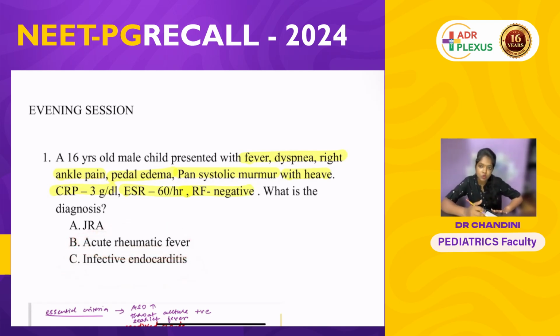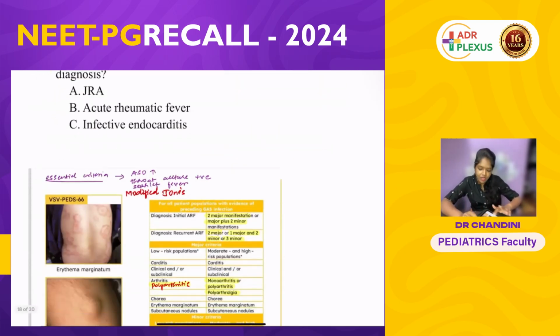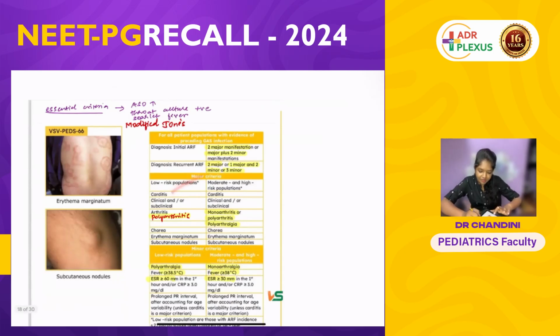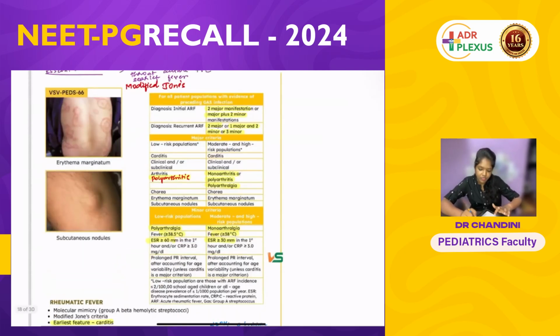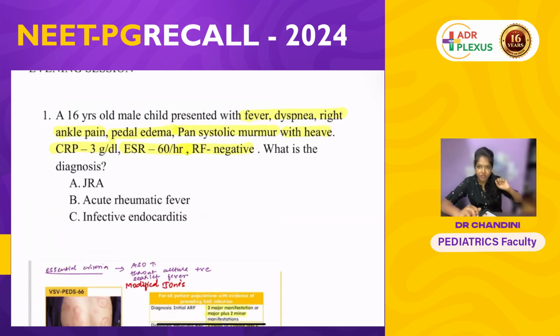So does it follow our Jones criteria? Yes. You see murmur with heave, so it is carditis. CRP elevated, ESR elevated. So this is the minor criteria along with ankle pain and swelling, which is arthritis. So you see one major, two minor criteria being satisfied. So this is actually acute rheumatic fever, which we have already discussed. The major criteria: carditis, arthritis, chorea, erythema marginatum, and subcutaneous nodules. Minor criteria being monoarthralgia or polyarthralgia, depending upon the high risk or low risk category, fever, ESR elevated, prolonged PR interval, CRP elevated. So this satisfies Jones criteria, and the answer is going to be acute rheumatic fever.